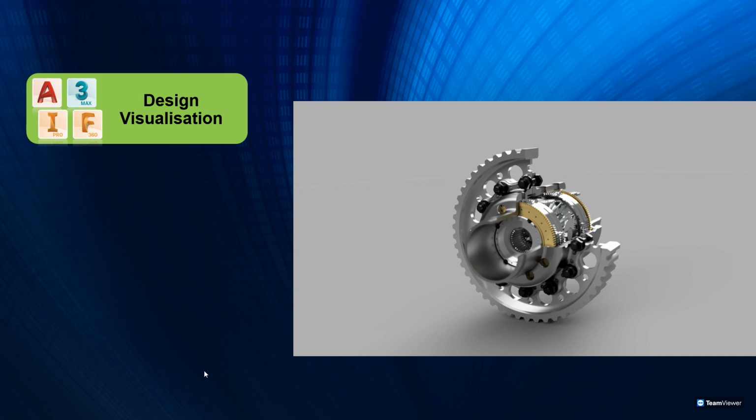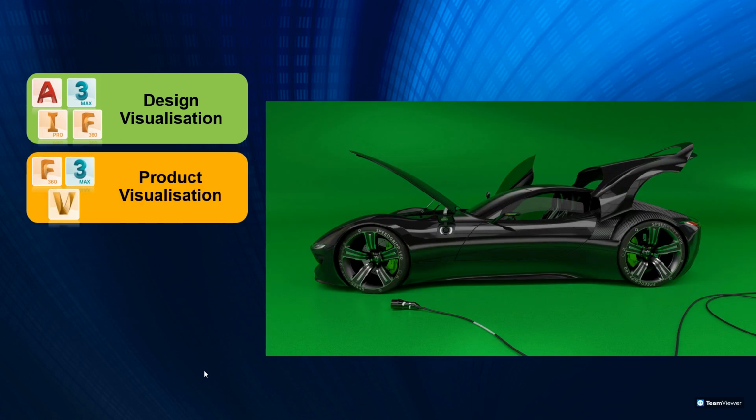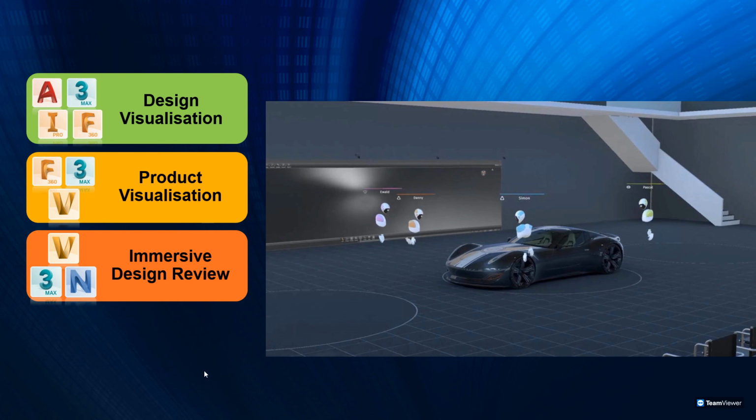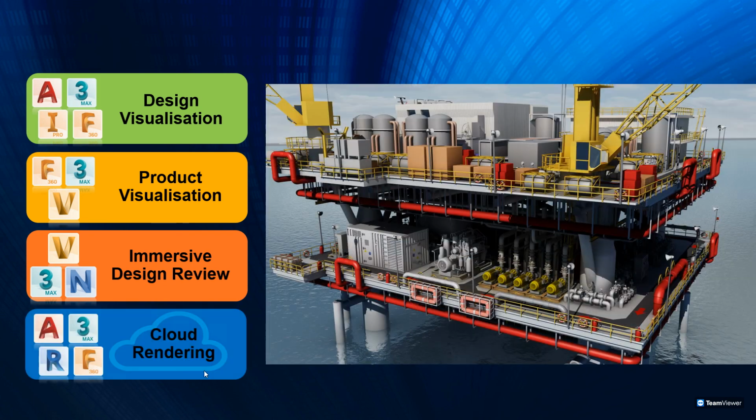Out of the four different visualizations that we went through in the beginning, here's the software that equates to each. For design visualization: AutoCAD, 3ds Max, Inventor Pro, Fusion 360. For product visualization, I'd use Fusion 360, 3ds Max, and VRED. For immersive design review: Navisworks, VRED, and 3ds Max as well. And for cloud rendering: AutoCAD, 3ds Max, Revit, and Fusion 360.